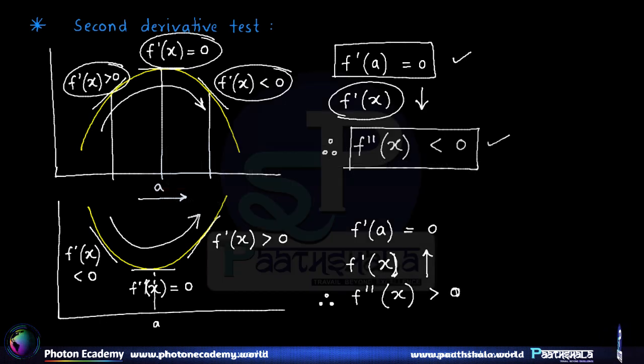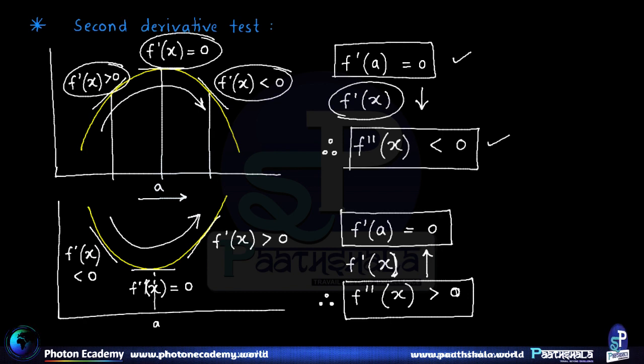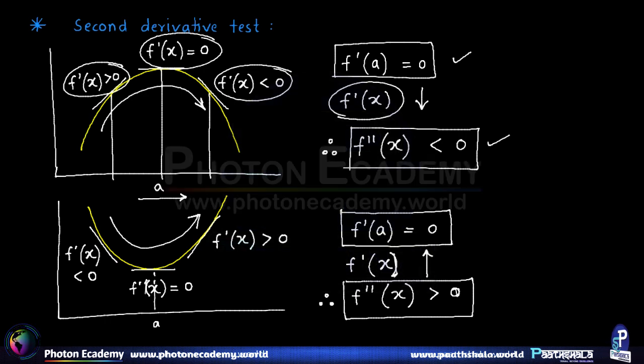So here we once again get another two conditions. These two conditions applied together give us the point of minimum. Of course, whenever we say that f double dash of x is less than 0, it means we have to actually calculate it at point a. So whether it is for maxima or minima, we have to calculate the second derivative at a and check whether it is positive or negative.